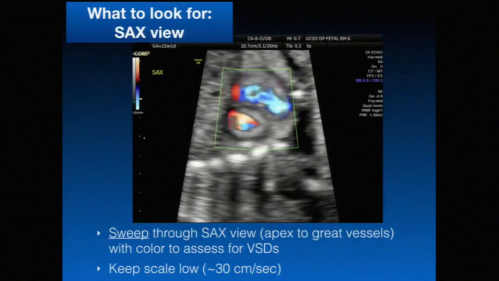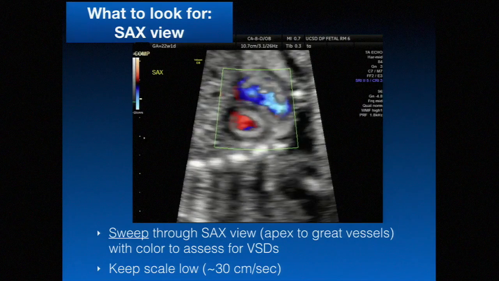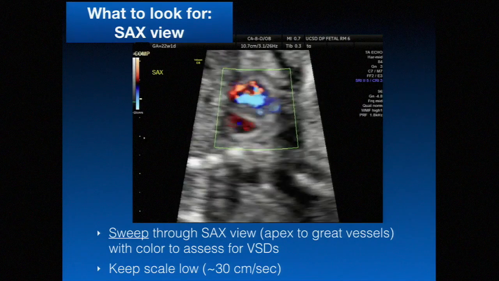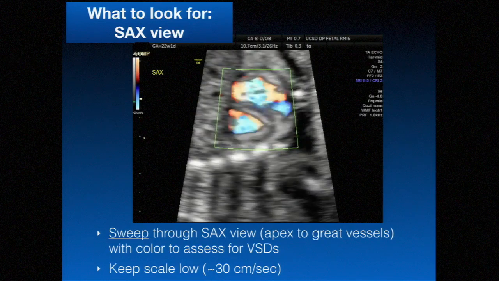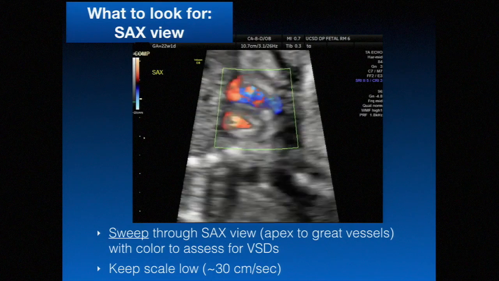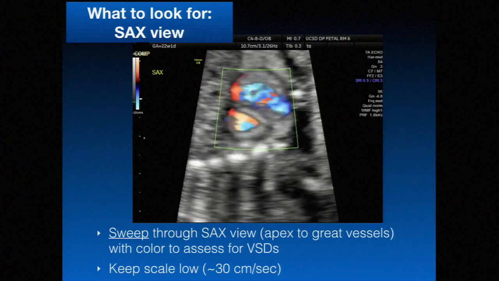And you should be sweeping with color as well, again, looking for ventricular septal defects. So from the level of the great vessels all the way down to the apex and moving slowly to make sure that you're not missing any small ventricular septal defects.